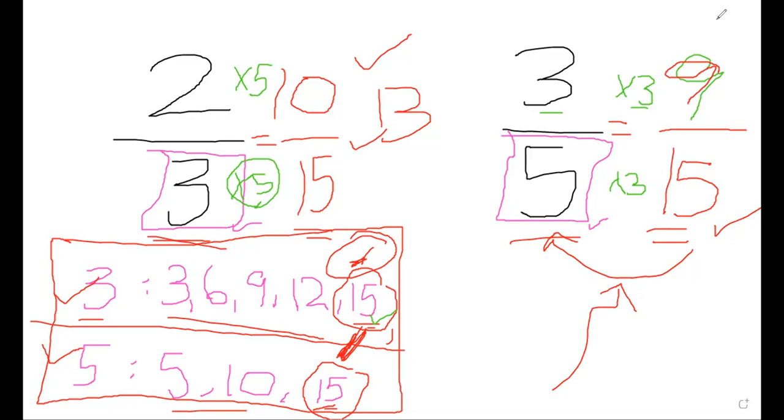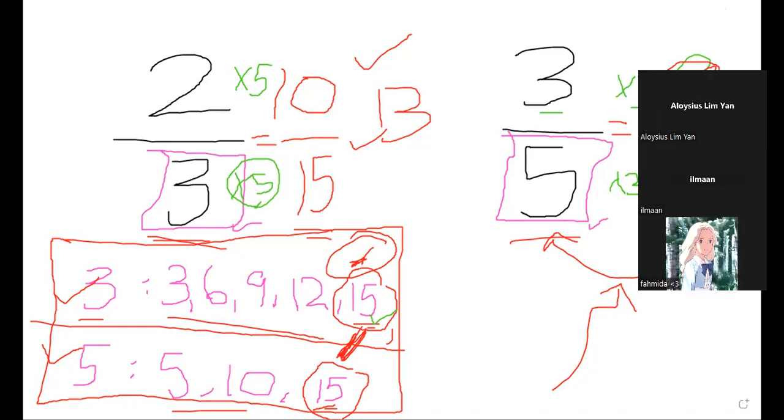Okay? Can I have a thumbs up, guys? Do you understand so far what's happening? We have done expanding fractions. We have done simplifying fractions. And here, a very important aspect is comparing fractions.